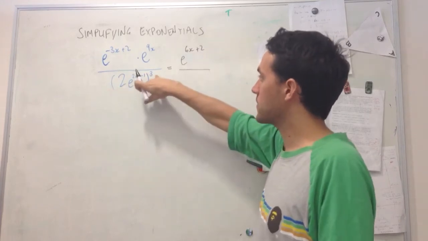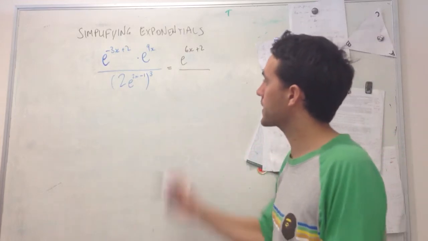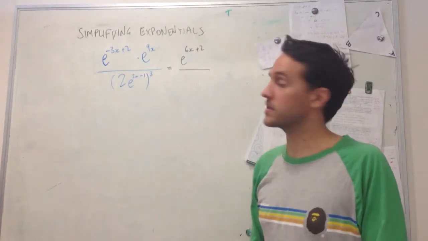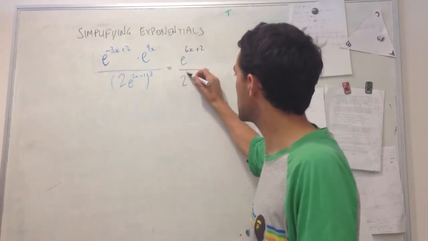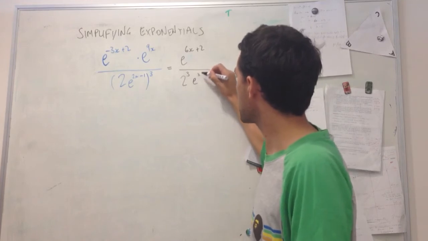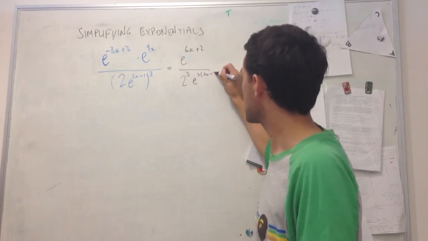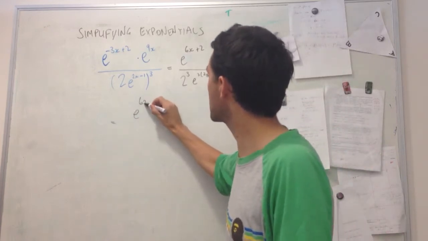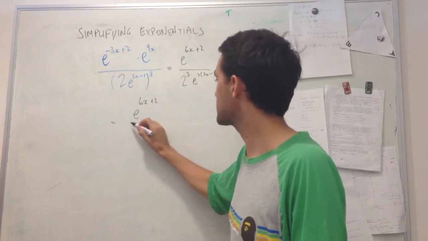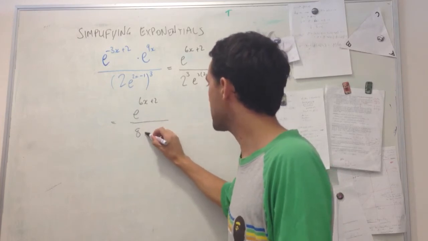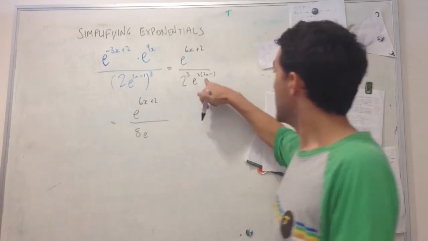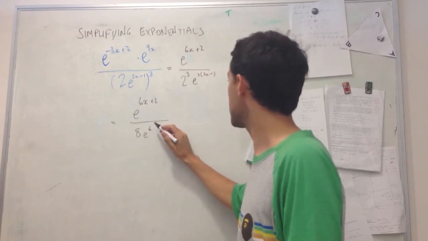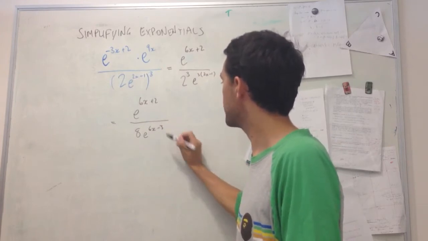Now here, again, we've got a power outside the brackets, which applies to both the inside terms. So this is going to be 2 cubed times e to the 3 times 2x minus 1. So just neatening up a little bit, e to the 6x plus 2 over 8 e to the 6x minus 3, because 3 times 2 is 6x.